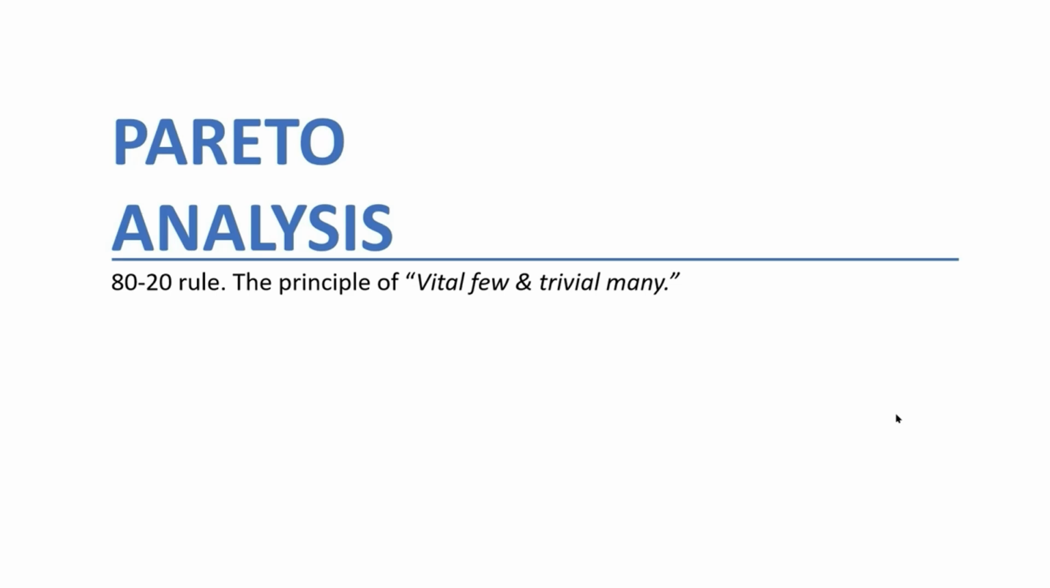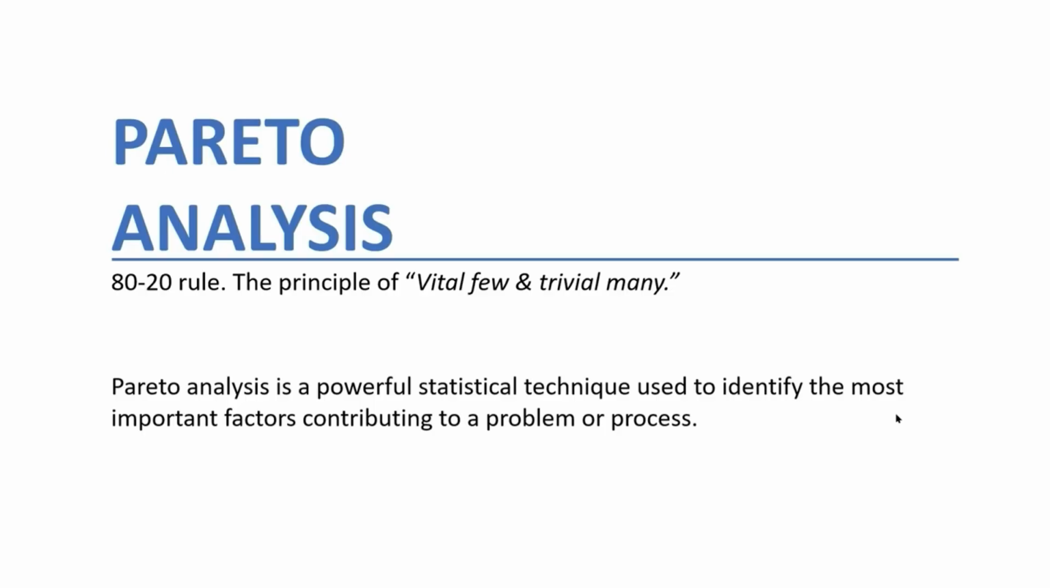So here we are going to learn about Pareto analysis. This is also known as the 80-20 rule or the principle of vital few and trivial many. And Pareto analysis is a powerful statistical technique used to identify the most important factor contributing to a problem or process.